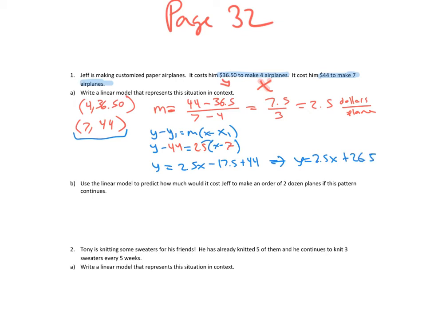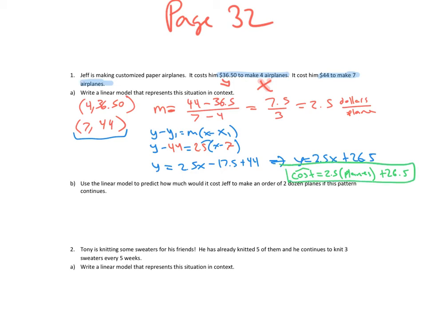And then the last thing you have to do is put words in for x and y. I'm going to write this final answer here in green. We know y represents the total cost, so predicted cost, with the little hat on it, equals 2.5 times x, where x is planes, plus 26.5. So there's my model.